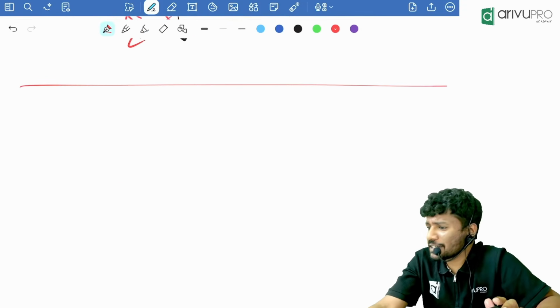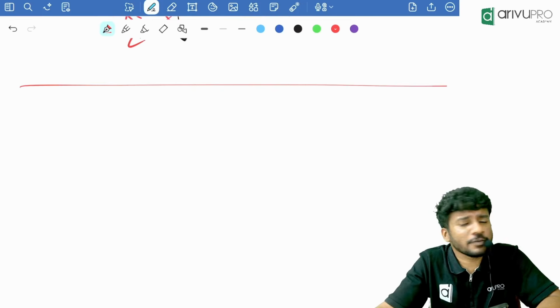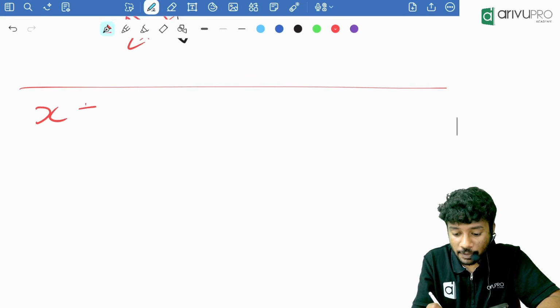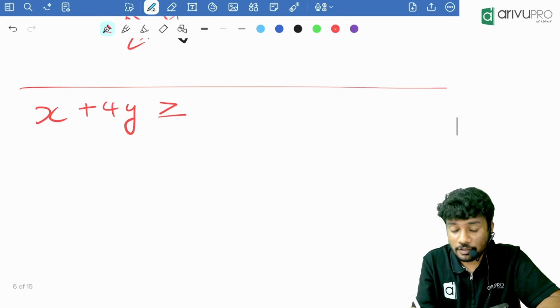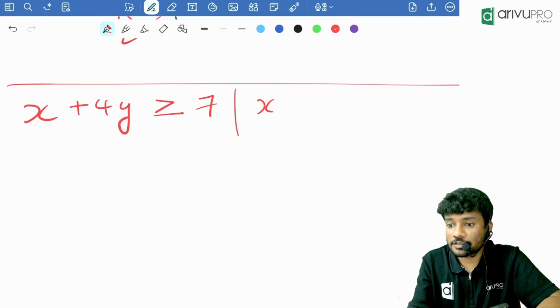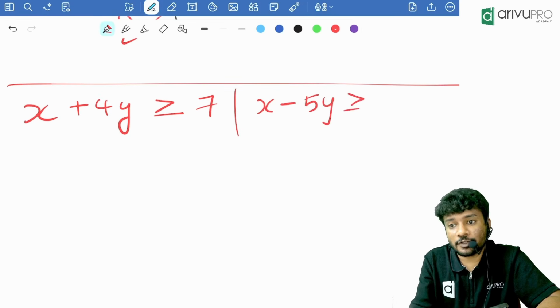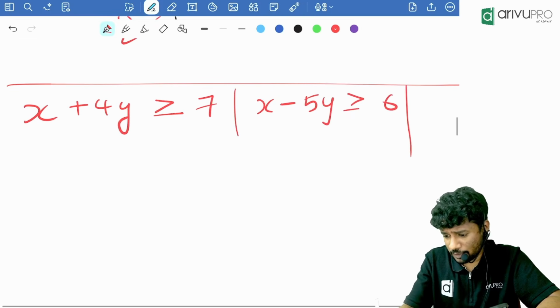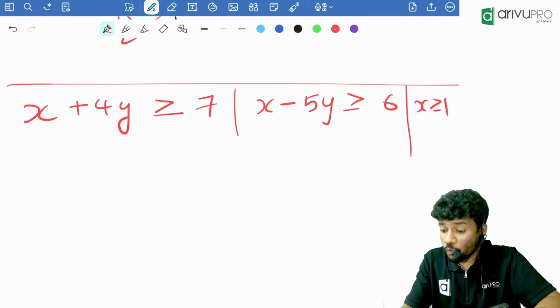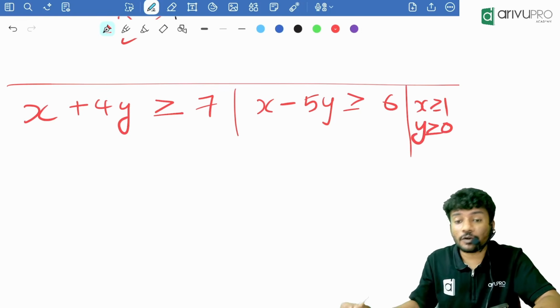Tell me some values. Till now I was just telling the value. Tell me some value. X plus... What do you want? X minus? X plus or minus? Which one? X plus 4y greater than or equal to 7. Okay, fine. Give me another value. X minus 5y greater than or equal to 6. Then I am combining the other ones. X greater than or equal to 1 I am combining, and y greater than or equal to 0 also I am taking.